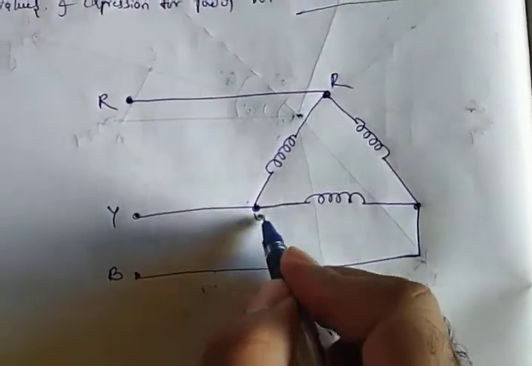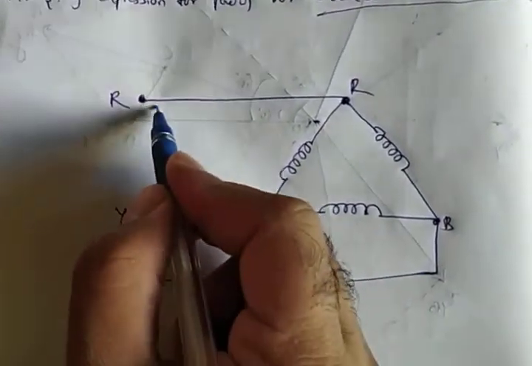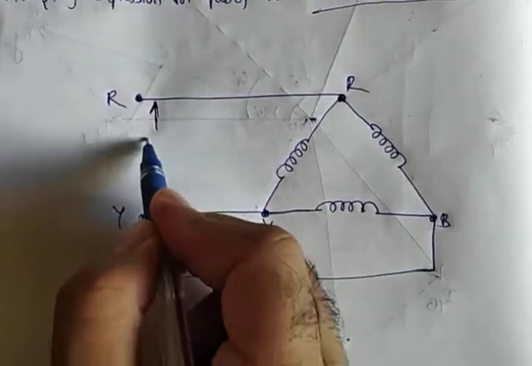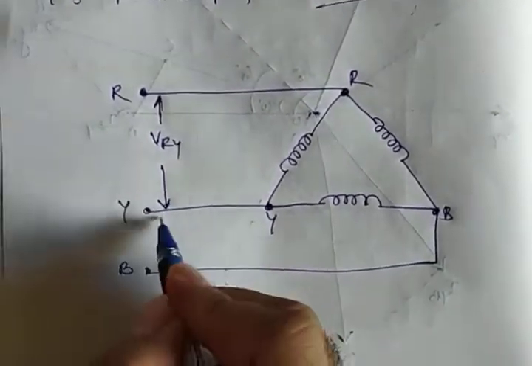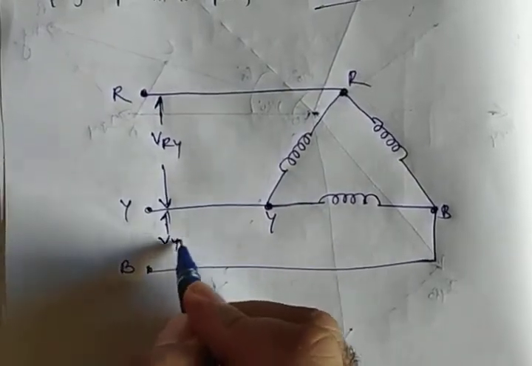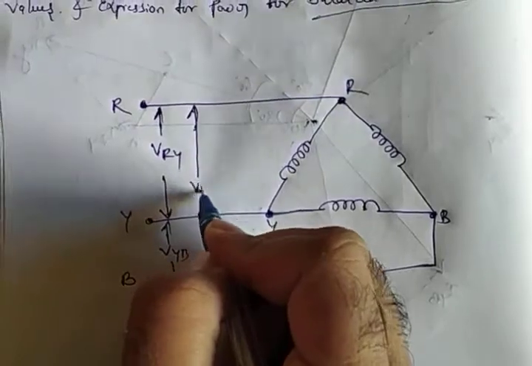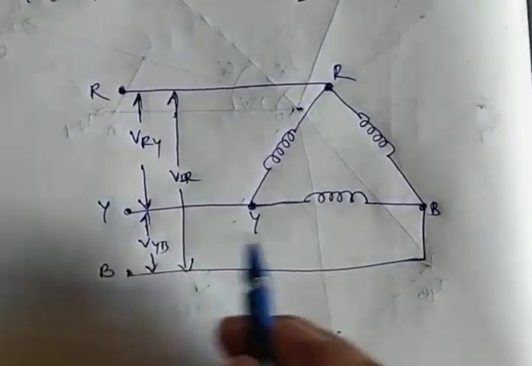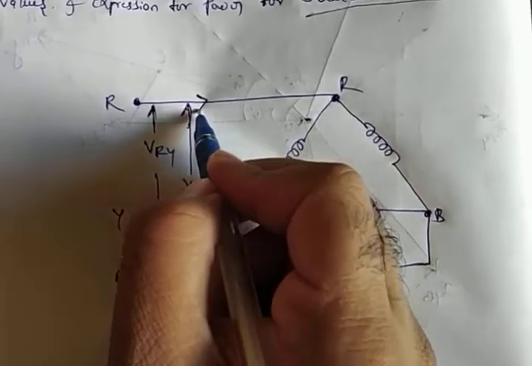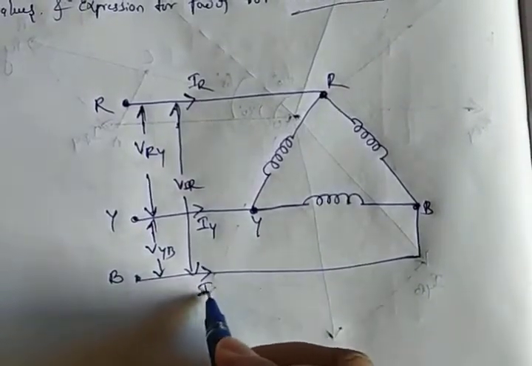at the load side R, Y, B, and we all know that the voltage between two lines is line voltage VRY, similarly VYB, and third one VBR. These are the three line voltages in delta connection system. The current flowing from each line is taken as line current IR, IY and IB.